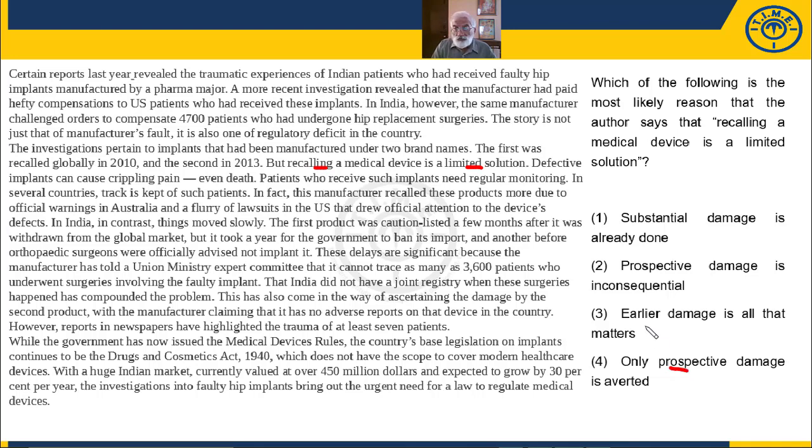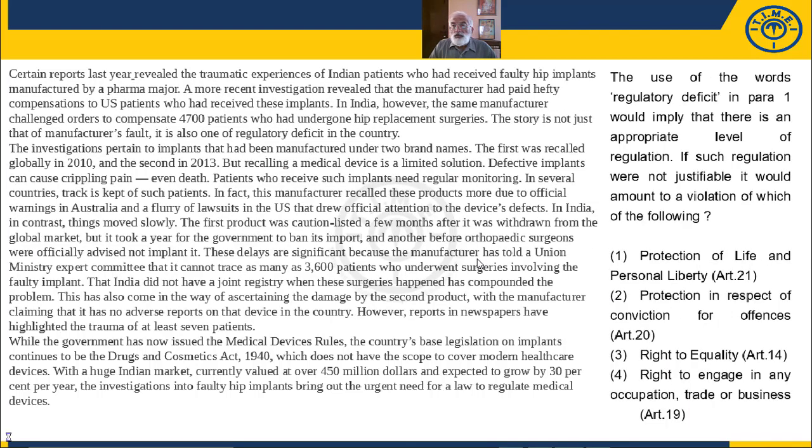Let's look at the next question then. Now, the use of the words regulatory deficit in para 1 would imply that there is an appropriate level of regulation. If such regulation were not justifiable, it would amount to a violation of which of the following? So the use of the words regulatory deficit implies that regulation is needed. That's why you're saying deficit. We recognize that the regulation wasn't keeping track of people. Now, if that regulation were not justifiable, it would amount to a violation of which of the following?